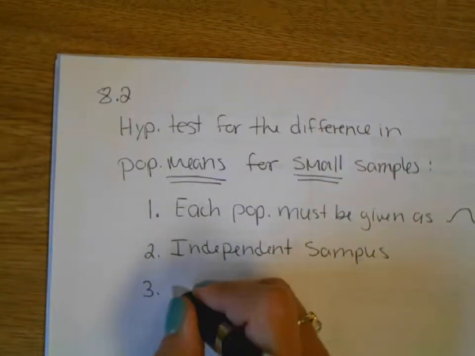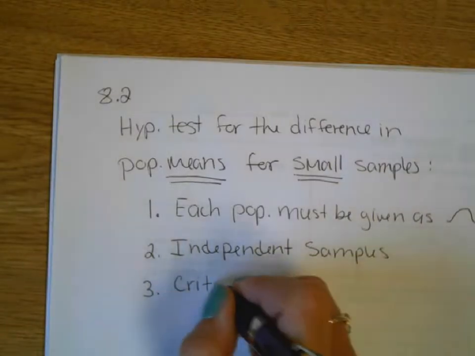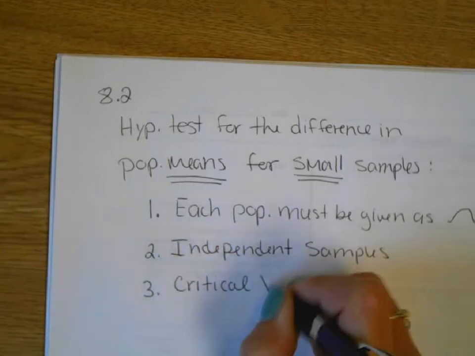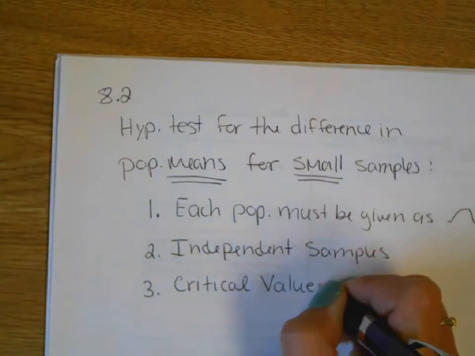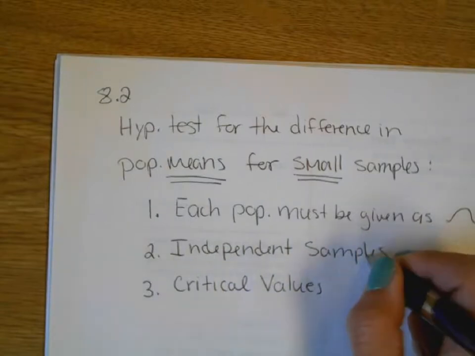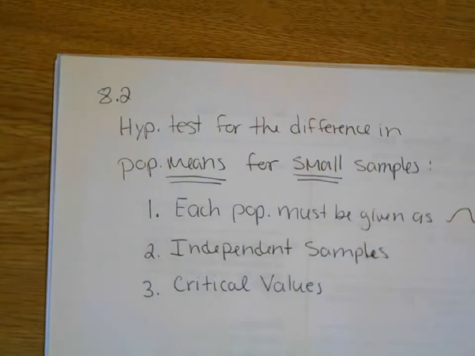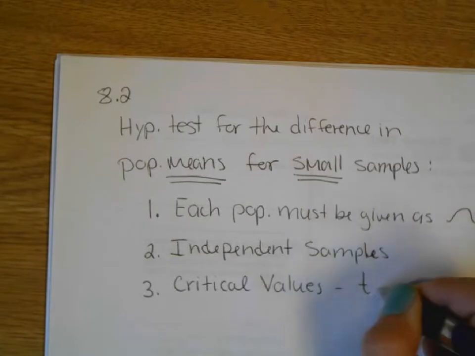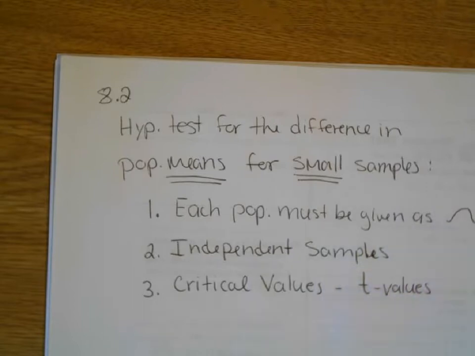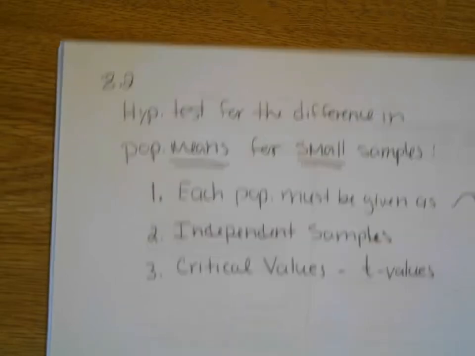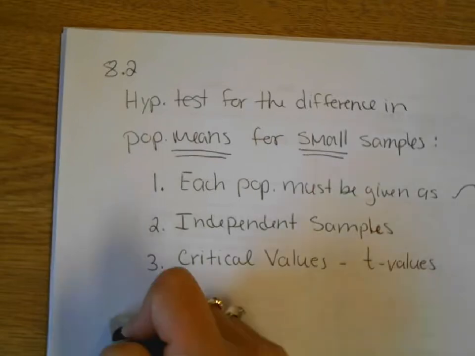And your critical values here, what do you think they are? T's. Critical values here are T values. Large samples are always Z's. So when we do the shaded region, you're going to be using your T-table. Now turning your sample difference into a T-score, there are two formulas. And here they are.